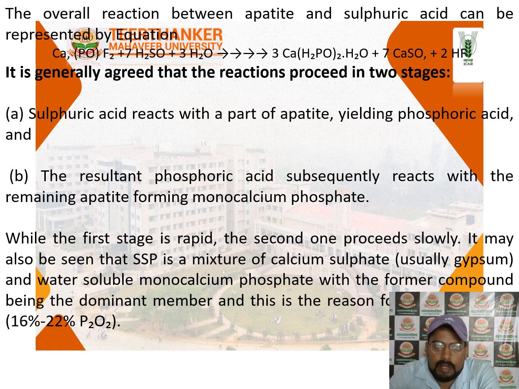This is the process using a general aggregate: the reaction with the first stage of sulfuric acid and part of the apatite, and the resulting phosphoric acid subsequently reacts with the remaining apatite, forming monocalcium phosphate. The first stage is rapid and the second is slow, and it may also be seen as an SSP mixture of calcium phosphate. Usually gypsum is the water monocalcium phosphate and the former compound. It is manufactured with 16 to 20% of these compounds.